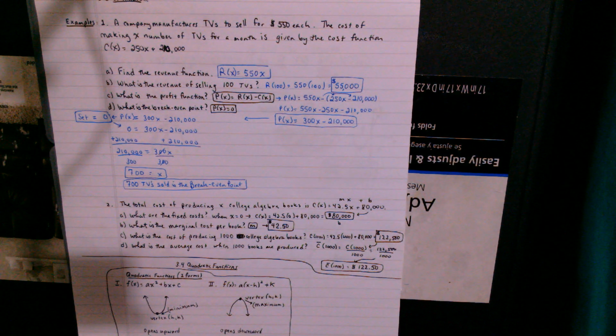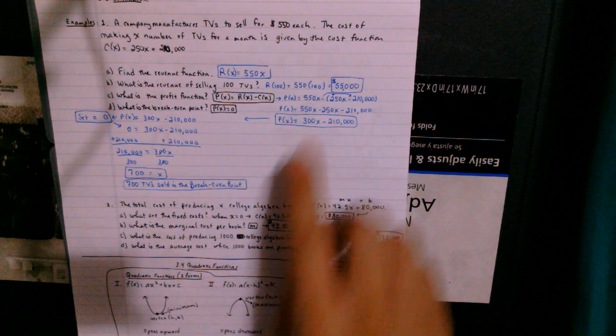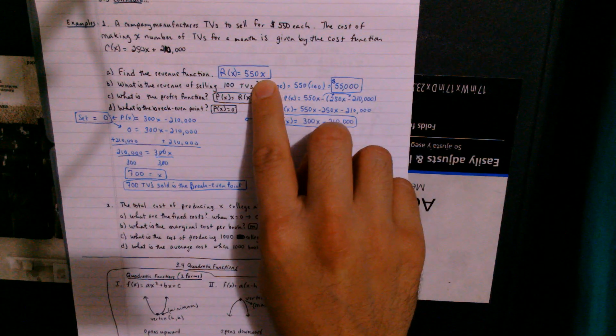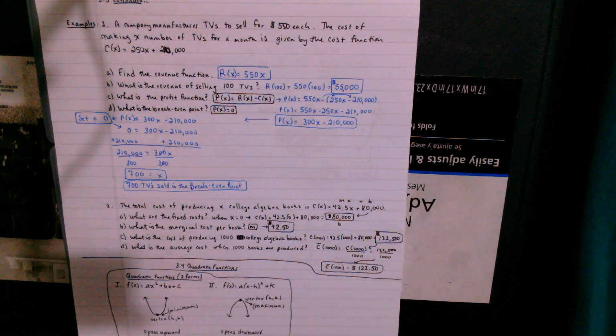A company manufactures TVs to sell for $550 each. The cost of making X number of TVs for a month is given by the cost function C of X equals 250X plus 210,000. Now 250 is the cost per TV, X is the number of TVs, and 210,000 is some kind of fixed cost. The revenue function, therefore, is 550X, since you sell X number of them for $550 each.